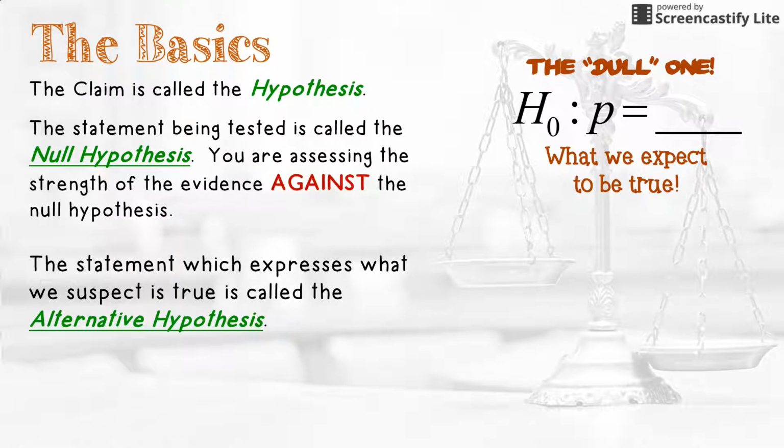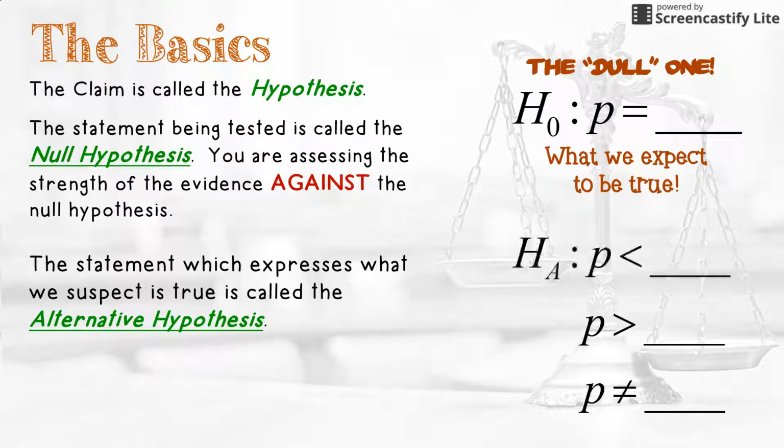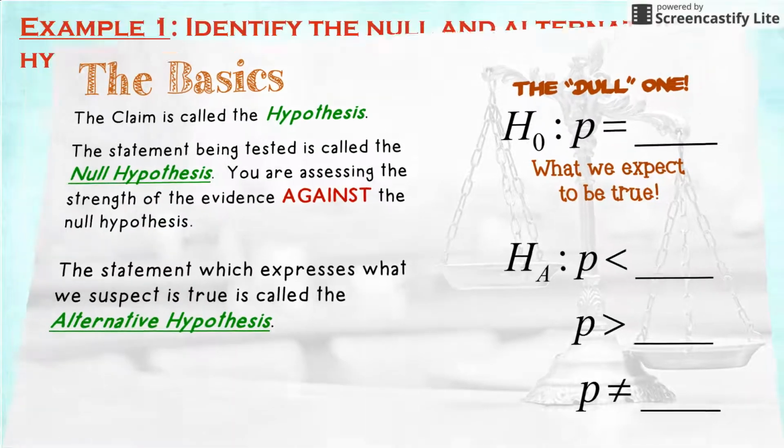The other one is called the alternative. It's usually what you suspect is true or something you're interested in finding out. Maybe there's more red, so the proportion is more than 50-50. Maybe I just want to know, is it not fair? So proportion is not equal to 0.5.